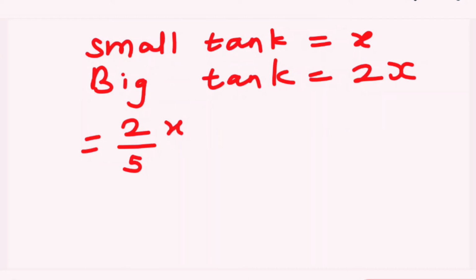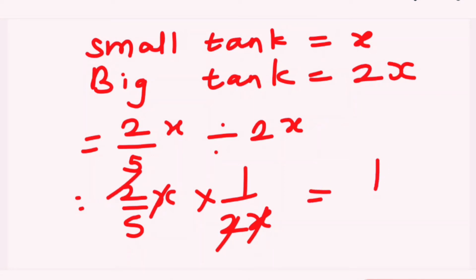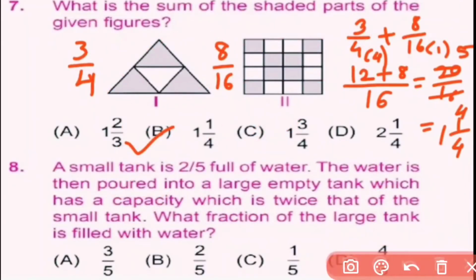So we have to find out the water in big tank. So that is equal to 2 by 5x divided by 2x. So here 2 by 5x into, we take the reciprocal, 1 by 2x. So this gets cancelled. So it is equal to 1 by 5. So answer is 1 by 5 fraction. So here 1 by 5 fraction of a large tank is filled with water. Option C is correct answer.